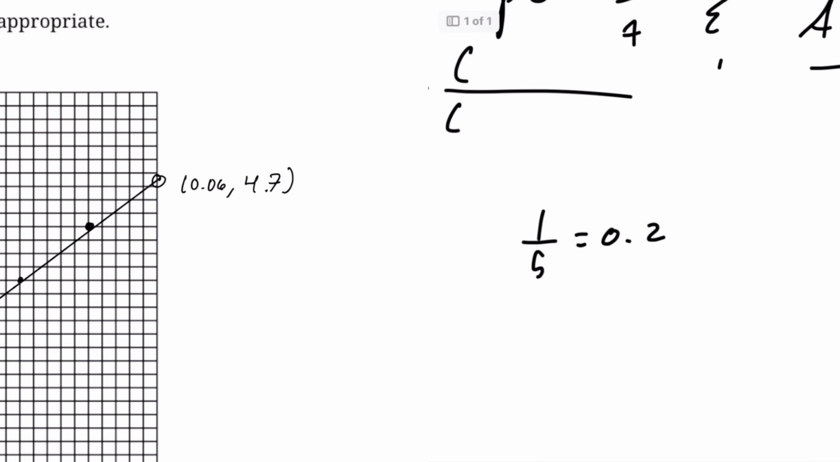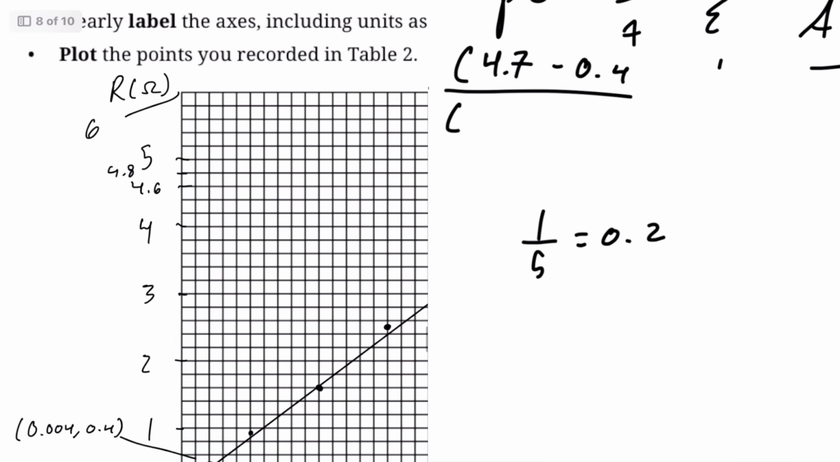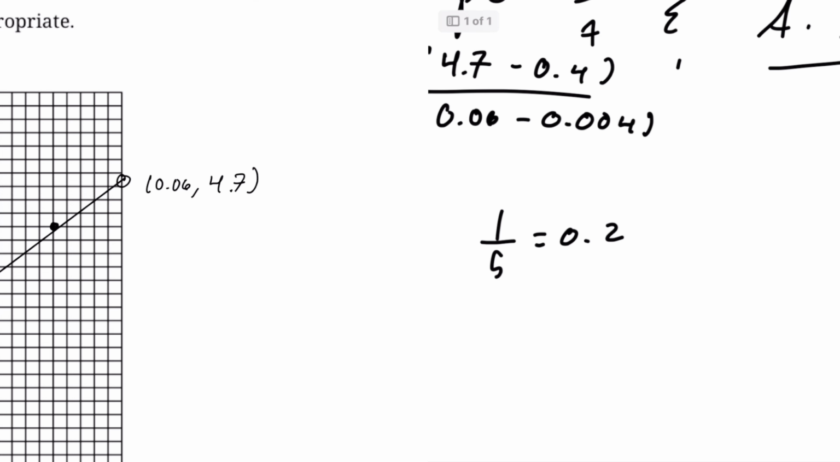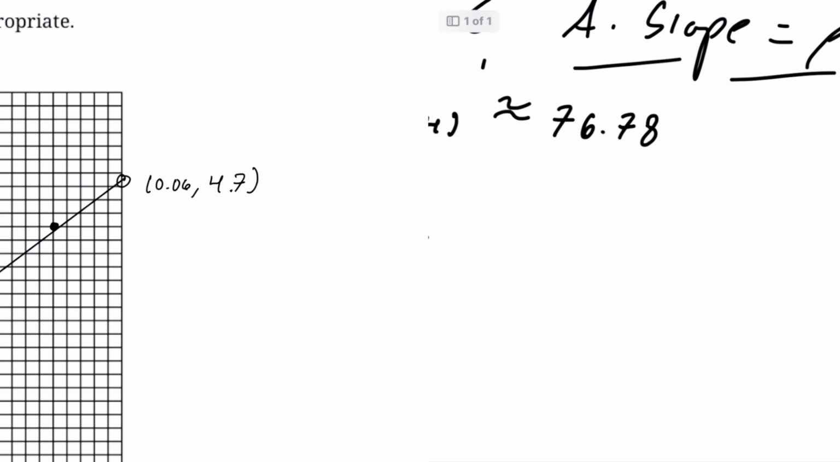So now I'm going to record. I'm going to do rise: 4.7 minus the other y, which is 0.4, over run: 0.06 minus 0.004. And that will give me a slope of, we're about to find out. I'm going to use Desmos. Normally I have it on the side, but this exam was digital, so we didn't get it. That's fine. Which gives me 6.78, which is not a good number, but that doesn't matter. So this is our slope.